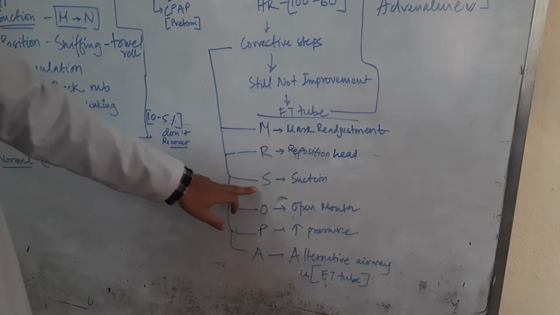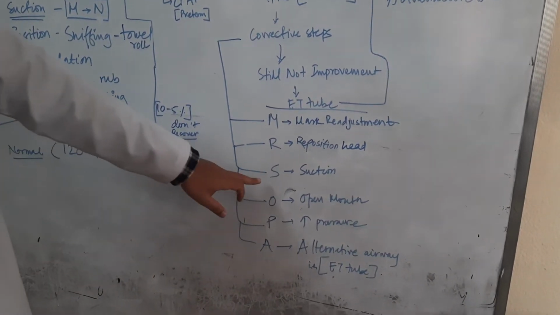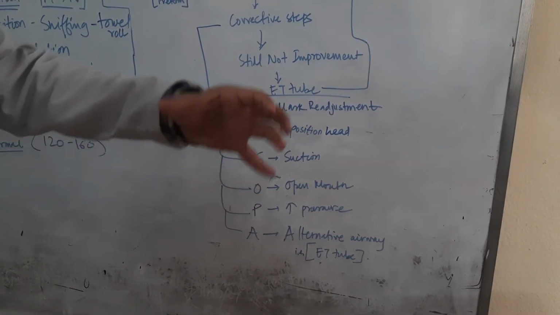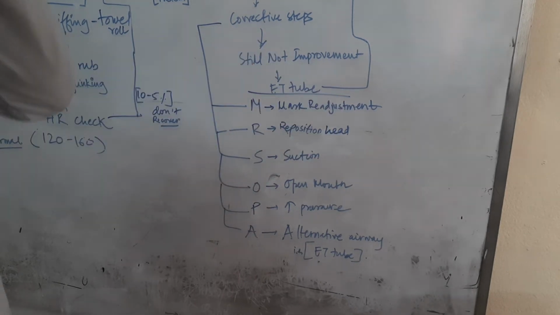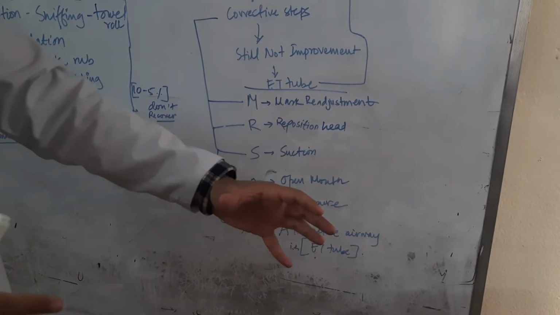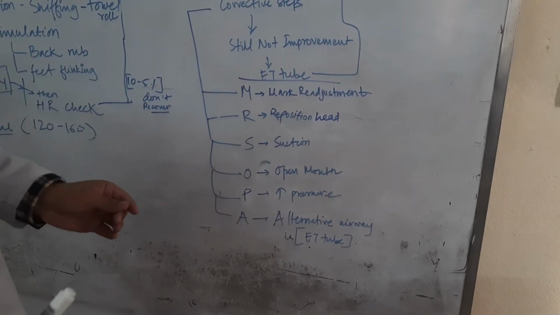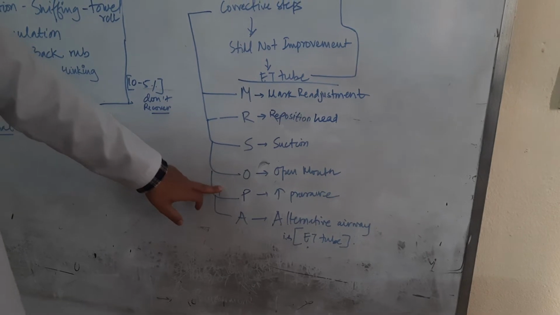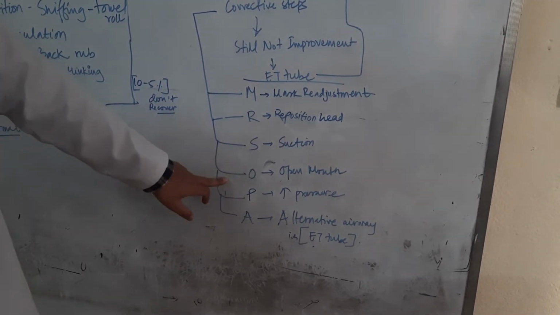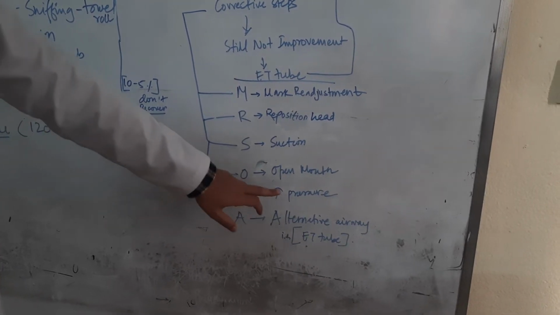S is for suctioning, so if you see some visible secretions, you can suction those secretions out. O is for opening of the mouth, because sometimes you are trying to push air but the baby's mouth is closed. So for that, you just apply more pressure on the mask and the baby's mouth opens. P is for increasing pressure. That is done like we just increase the pressure of the ventilation, and we can do that in an ICU setting. A is for alternative airway.